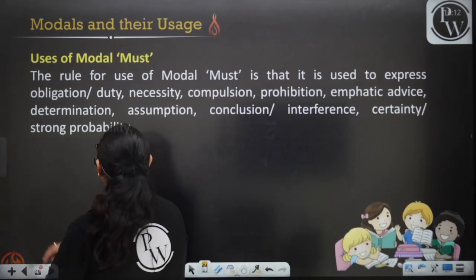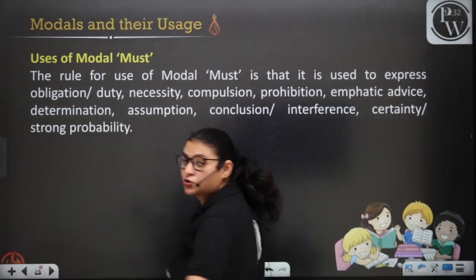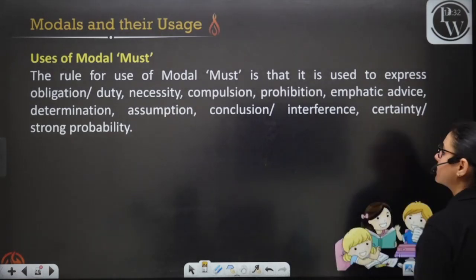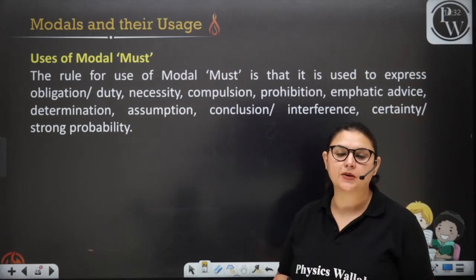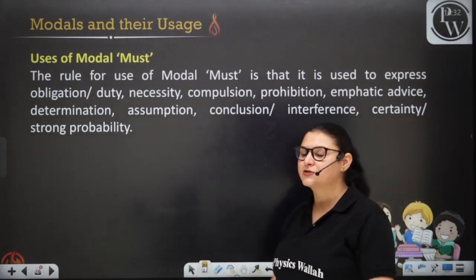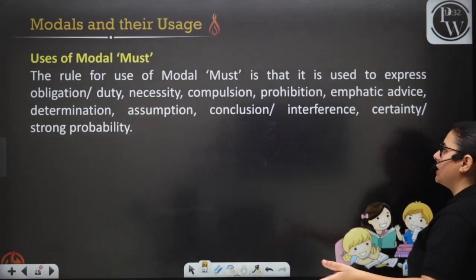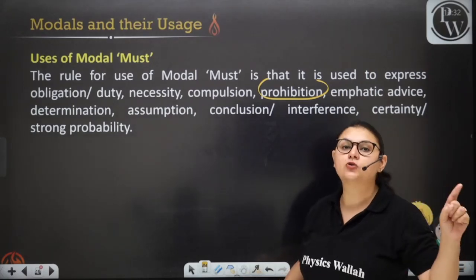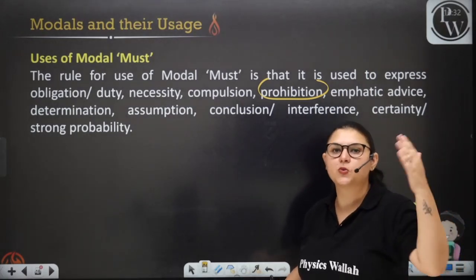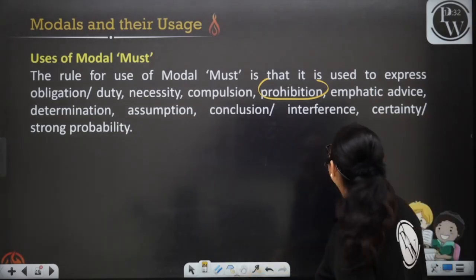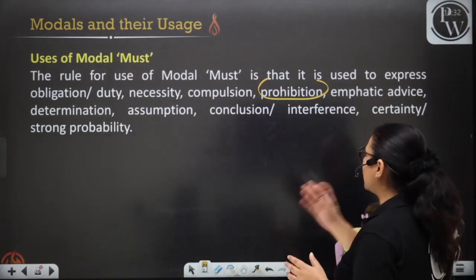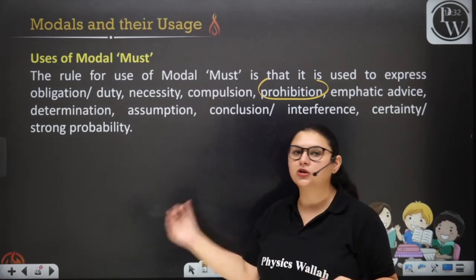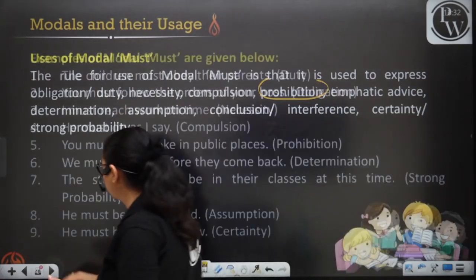Okay. Let's move further. Now, the uses of modal must. Where do we use the modal must? The rule for use of modal must is that it is used to express obligation. When you are obliged to do something, when it is your duty to do something, then in that case you use must. When there is a necessity, compulsion, prohibition. Prohibition is when you cannot do that thing. For example, smoking. Smoking is prohibited. So in the case of smoking, always must comes. Also emphatic advice, determination, assumption, conclusion, inference, certainty, and strong probability. So in all those cases, we use must.